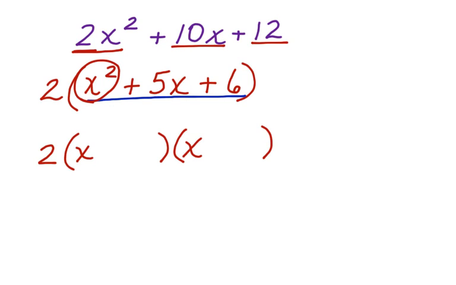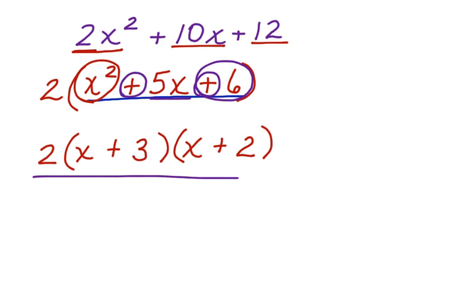Now I want two values that add together to be 5x and multiply together to be positive 6. 2 plus 3 is 5. 2 times 3 is 6. And because these signs are both positive, I can put a positive 3 here and a positive 2 here. Now I have factored the expression completely, and my work is finished.